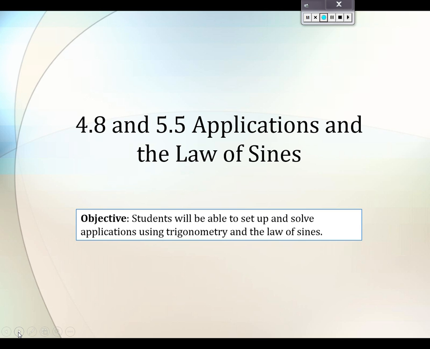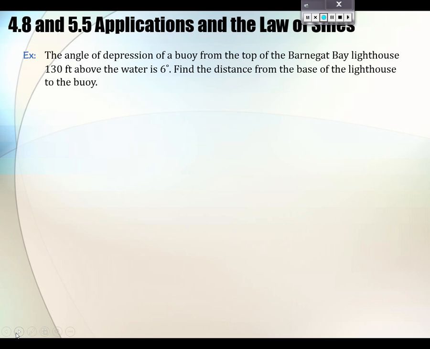All right, everyone's getting a note sheet. Can I get a reader, please, for the first one? All right, listen quietly while the following person reads. Rosie, go. The angle of depression of a buoy from the top of the Barnegat Bay Lighthouse, 130 feet above the water, is 6 degrees. Find the distance from the base of the lighthouse to the buoy.